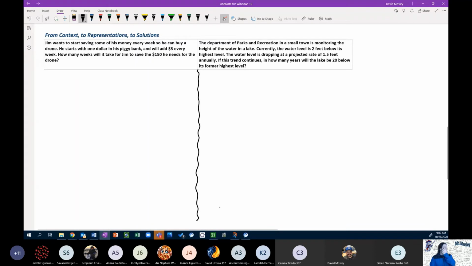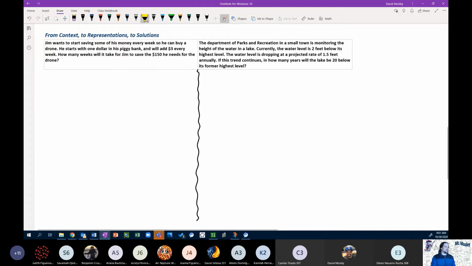We're going to work these two problems side by side here. So in our first context, we have Jim. He wants to start saving some of his money every week so he can buy a drone. He starts with $1 in his piggy bank and will add $3 every week. That's what he can afford to save. How many weeks will it take for Jim to save the $150 he needs for the drone?